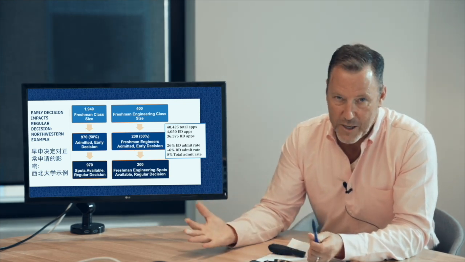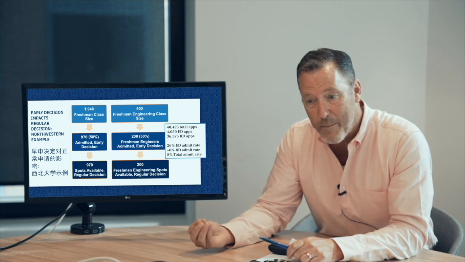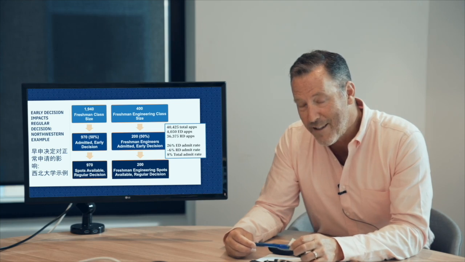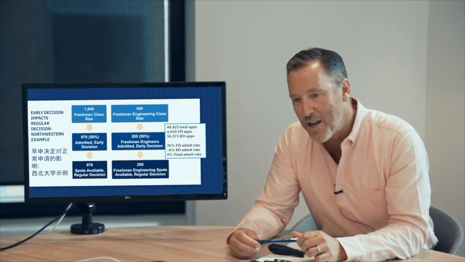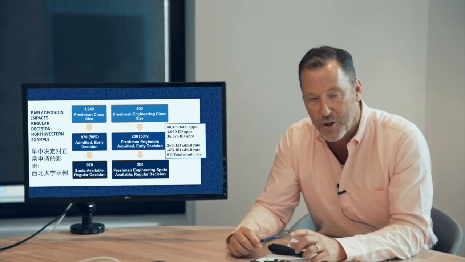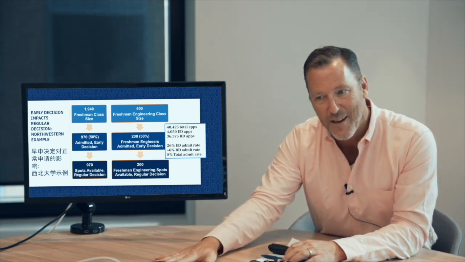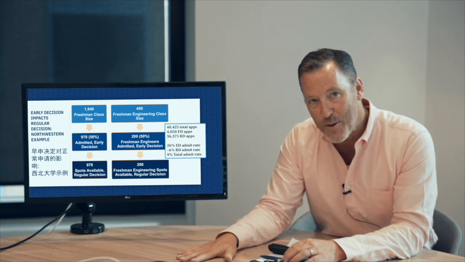I think this really illustrates what I mean where early decision gives you a bump. The ED admit rate for Northwestern is about 26%. The regular decision rate is about 6%, and the overall admit rate is 8%. So again, 26% early decision, 6% regular, 8% total.